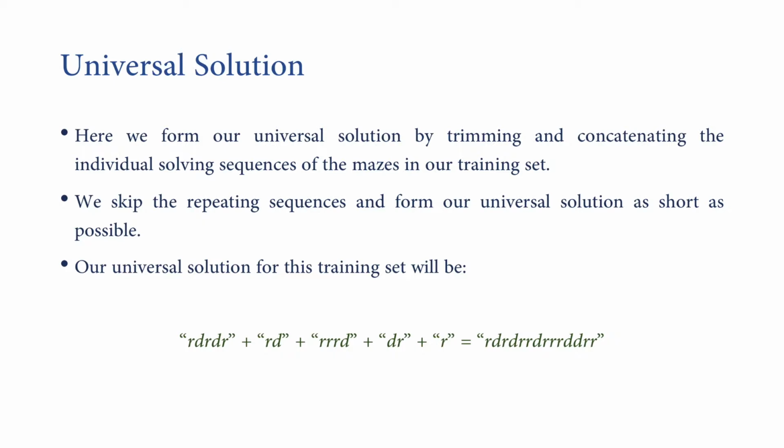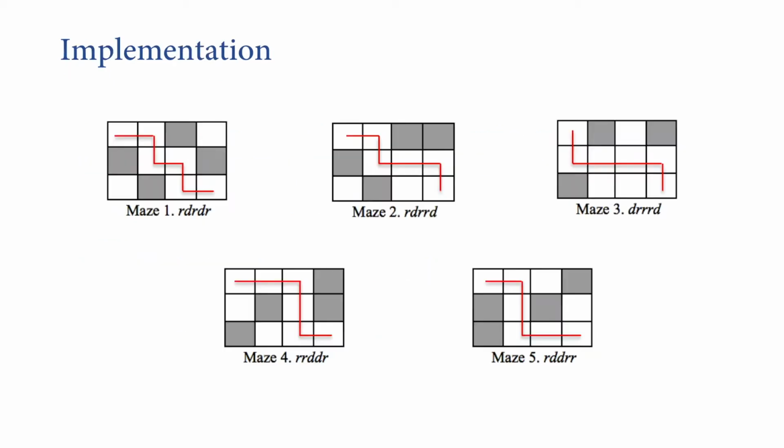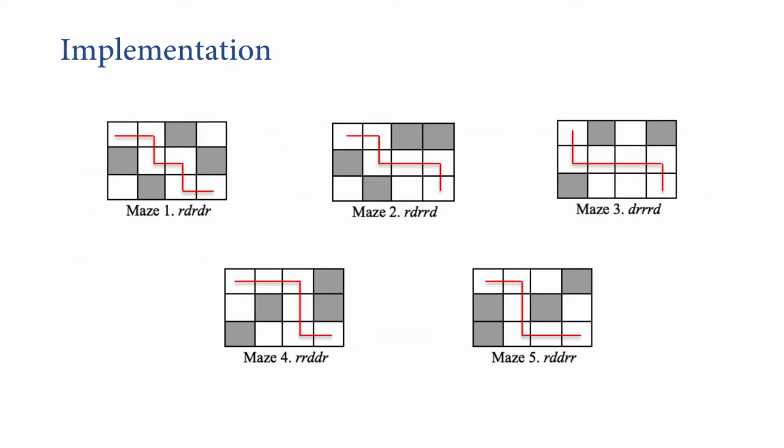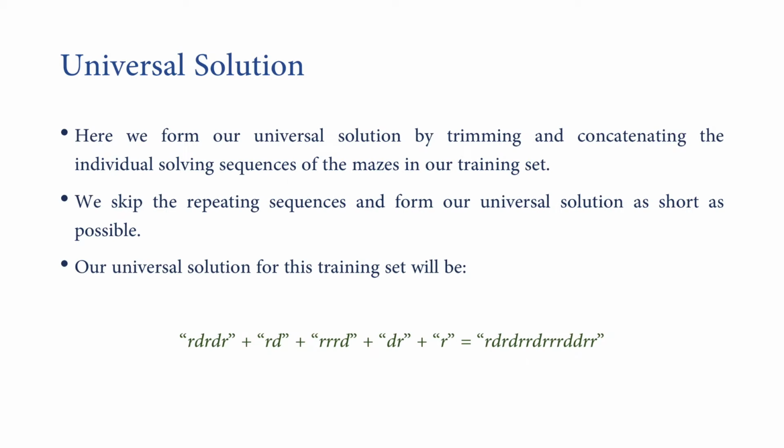Let's take a look at the mazes once again. Here the first maze is right, down, right, down, right. It will be added to the universal solution. Then we go to the second maze. The second maze is right, down, right, right, down. If you notice, the last 3 characters of the first solving sequence and the first 3 characters of the second maze are the same. So we won't repeat that.